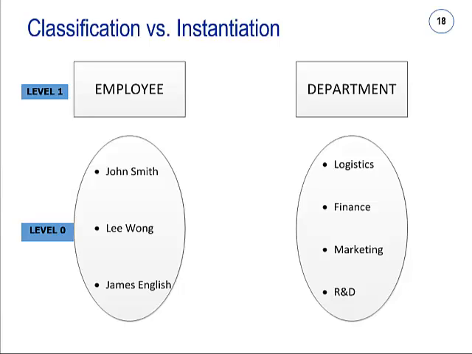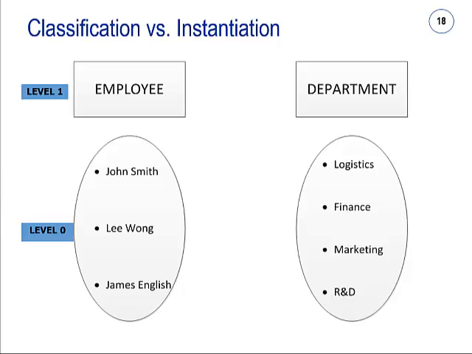So John Smith is an employee. Lee Wong is an employee. James English is an employee. Logistics is a department. Finance is a department. These are instances. These are occurrences of the type. An employee can be instantiated into John Smith, Lee Wong, James English. A department entity type can be instantiated into logistics, finance, marketing, or R&D.